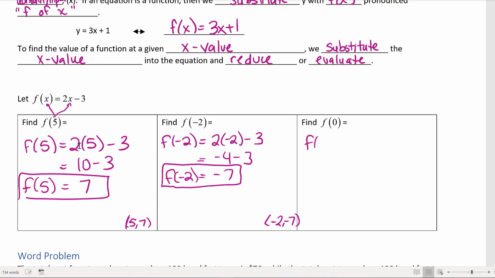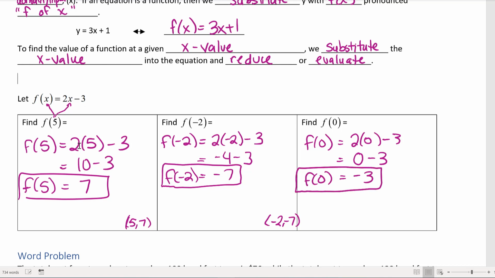And our last one, f of 0. Notice the 0 is in place of the x. So every time I see an x, I'm going to replace it with a 0. That gets me 2 times 0, which is 0, minus 3. And 0 minus 3 is negative 3. So f of 0 is equal to negative 3. If I were to put that in an ordered pair, I'd get 0 comma negative 3. Now, I'm not asking you to put them in ordered pair. I'm just trying to relate it back to all of the other things that we've already done in this lesson.